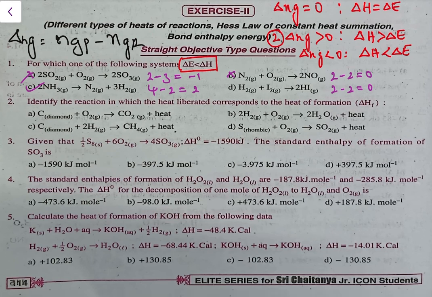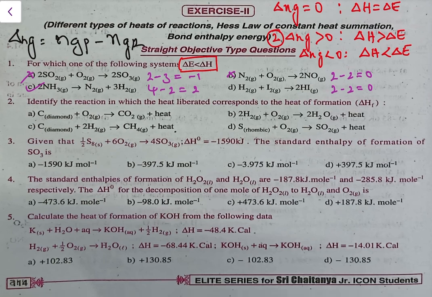Next, question number 2. Identify the reaction in which the heat liberated corresponds to the heat of formation. Heat of formation is the amount of energy released or absorbed when 1 mole of a substance is formed from its constituent elements in their standard state, called the enthalpy of formation. If you see option A, diamond is reacting with oxygen, forming 1 mole of CO2 plus heat energy liberated. But diamond is not an elemental state. So this is not correct.